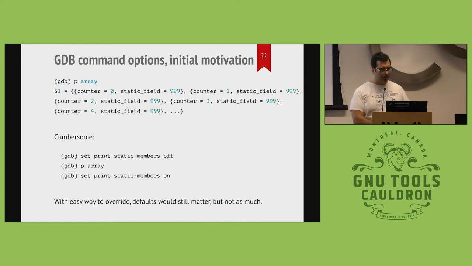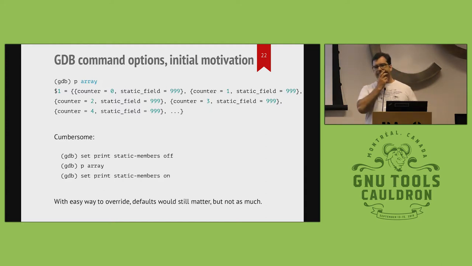A small sidestep: how I got into this. We were discussing internally at Red Hat something about arrays of objects that have static fields. A static field in a C++ class is a global. But when GDB prints an array of those objects, it's going to print the same global for all elements. It's kind of silly. That's how it is. And I guess someone found it silly at some point and decided to add a command to disable that. But it's still an option, and the default is on.